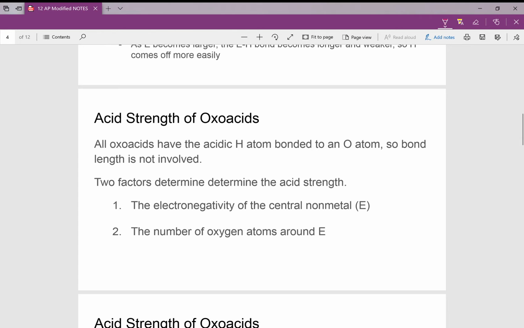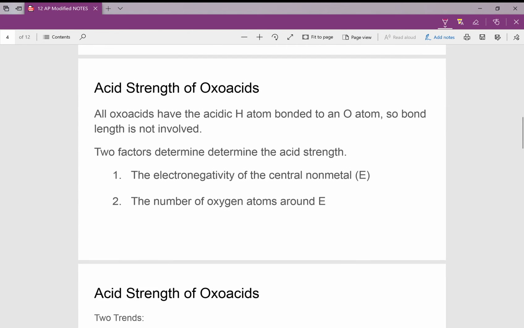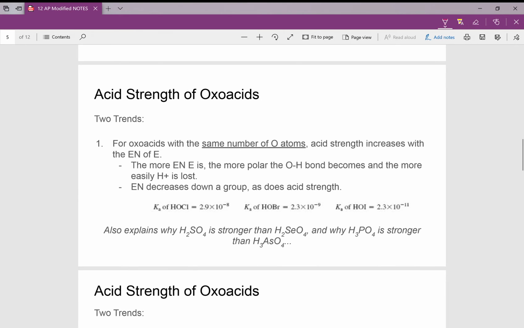All right, you also saw a little bit on the oxoacids, where you have a hydrogen atom that is bonded directly to an oxygen atom, but it's really what's attached to that oxygen atom, what's in the rest of the compound, that has an effect, such as the electronegativity of the central atom that's on the other side of the oxygen, and then the number of oxygen atoms around the central one. So the two things that you saw: one was if you have the same number of oxygen atoms, the acid strength is going to increase with the electronegativity.